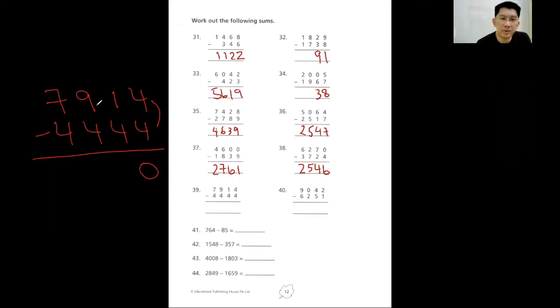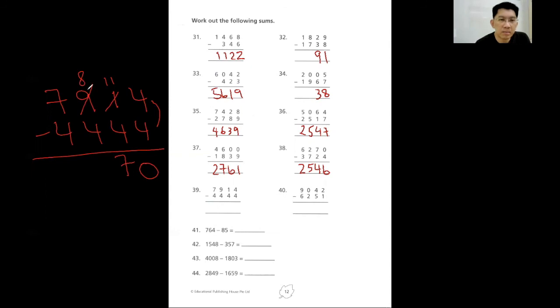We have to borrow from the next group. If I take 1 from 9, that leaves only 8 here. And I get 10 here. So if you give me 10, I now become 11 because 10 plus 1. 11 minus 4. The answer is 7.